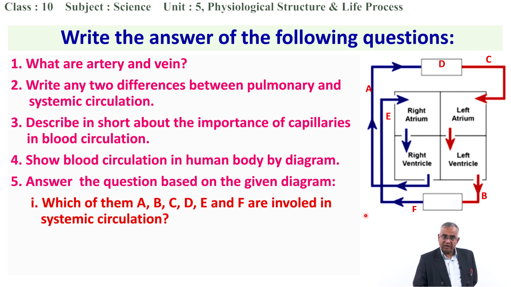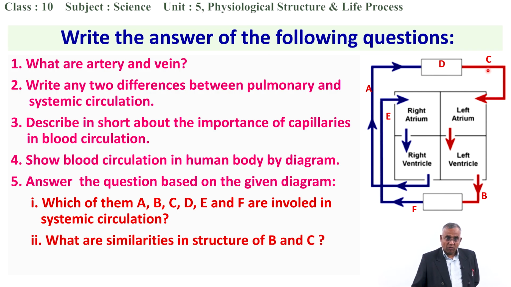The first question related to it is: which of A, B, C, D, E and F are involved in systemic circulation? You have to find out which ones. From the right ventricle, A, blood is taken out. D is what? That is lungs. And C is what? That is the pulmonary vein and left atrium. So C, D, A you have to say. What are they? A, D, C.